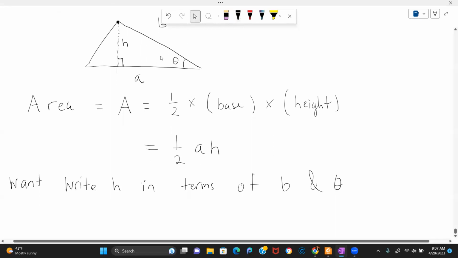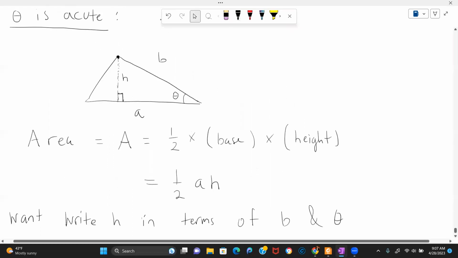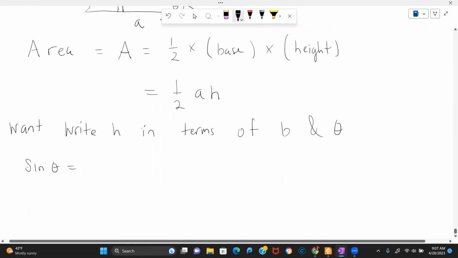So for example, we could say that sine theta, and sine theta is the opposite divided by hypotenuse. In this case, B is going to be the hypotenuse of this right triangle we formed. So we have B, sorry, it's opposite.